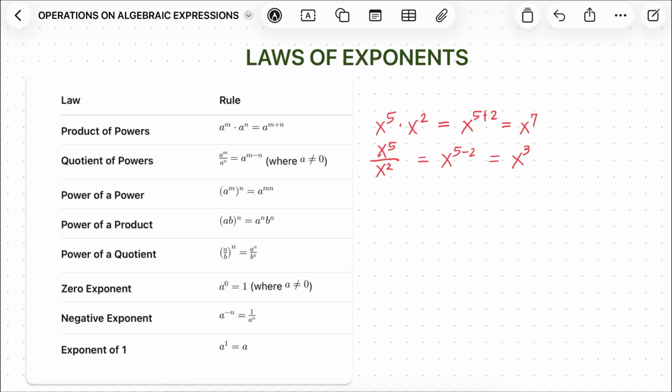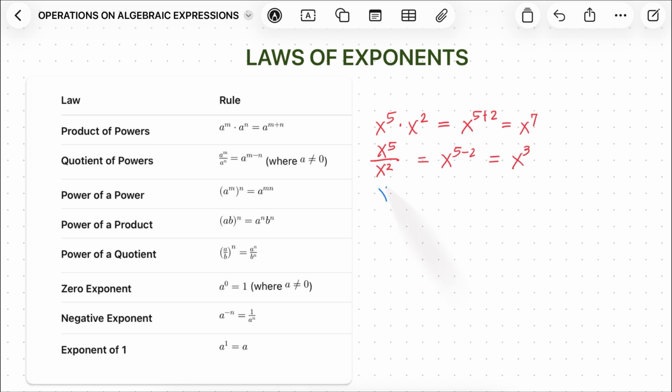Let's move forward to the next example. Next law, we have power of a power. This means a base or a variable raised to an exponent and then raised again to another power. What you're going to do is multiply the exponent. I don't want you to be confused with power of a power with product of powers. So let's take a look at this.